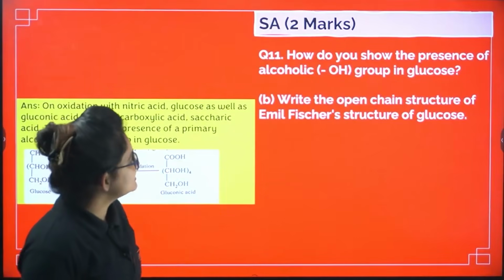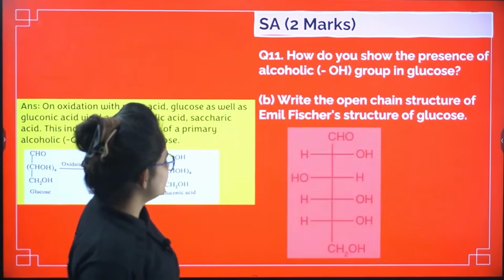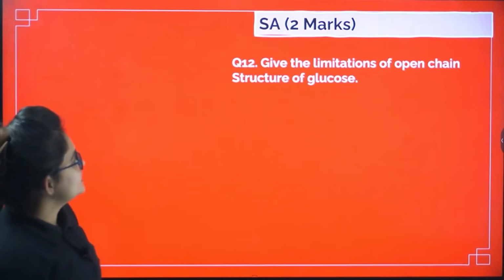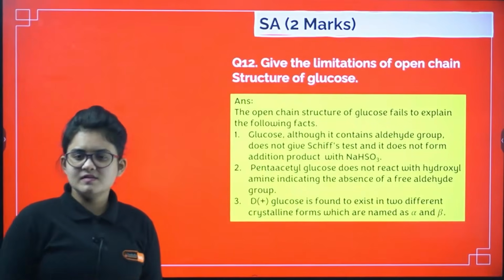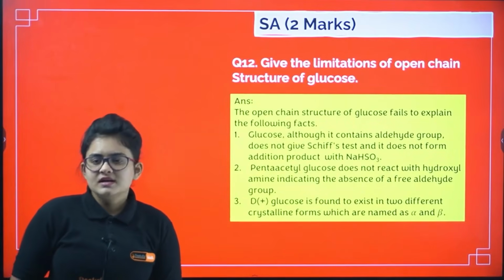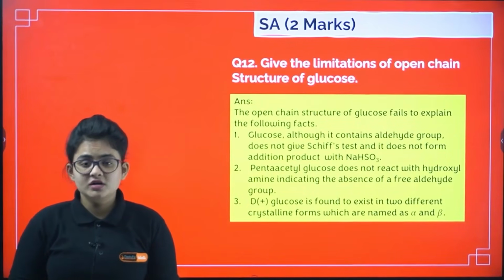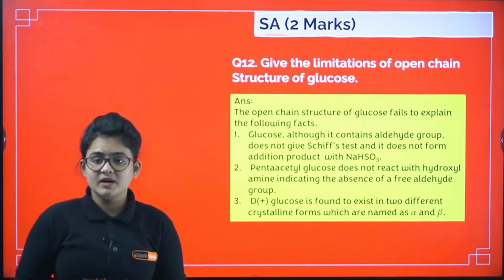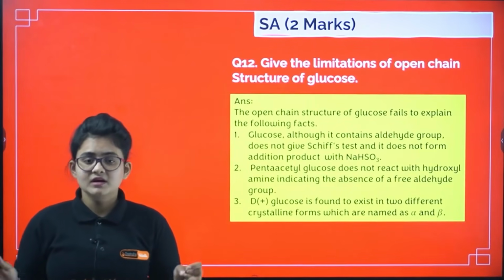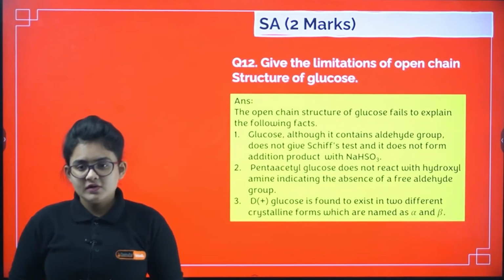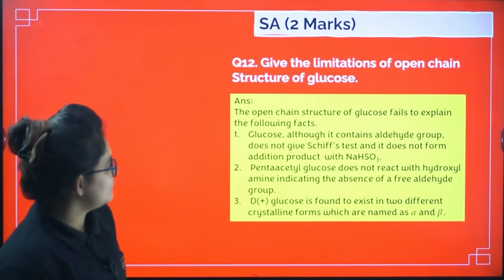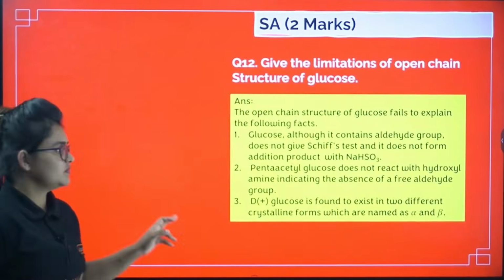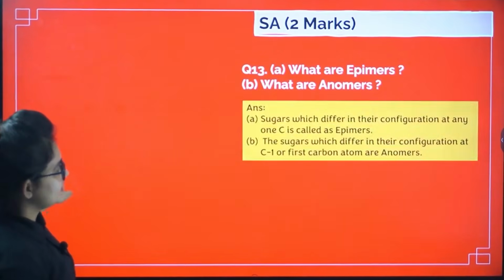Next, write the open chain structure, the Emil Fischer structure, of glucose. This is the open chain structure of glucose. Let's proceed. Give the limitations of the open chain structure of glucose. You can take the example that it contains an aldehydic group but does not respond to Schiff's test, and it also doesn't give the addition product when it reacts with NaHSO3. One more you can give: D-glucose is found to exist in 2 different forms, alpha and beta. This type of example you can give. Next, what are epimers, what are anomers?